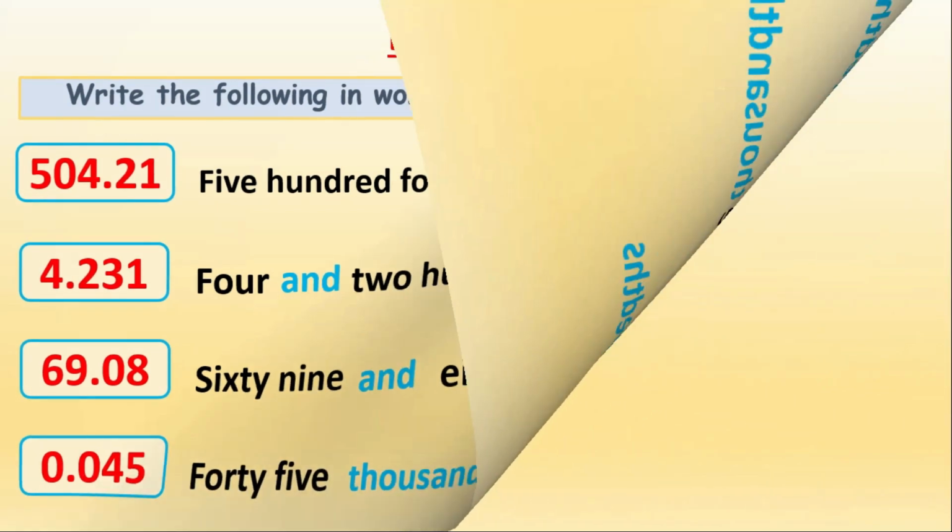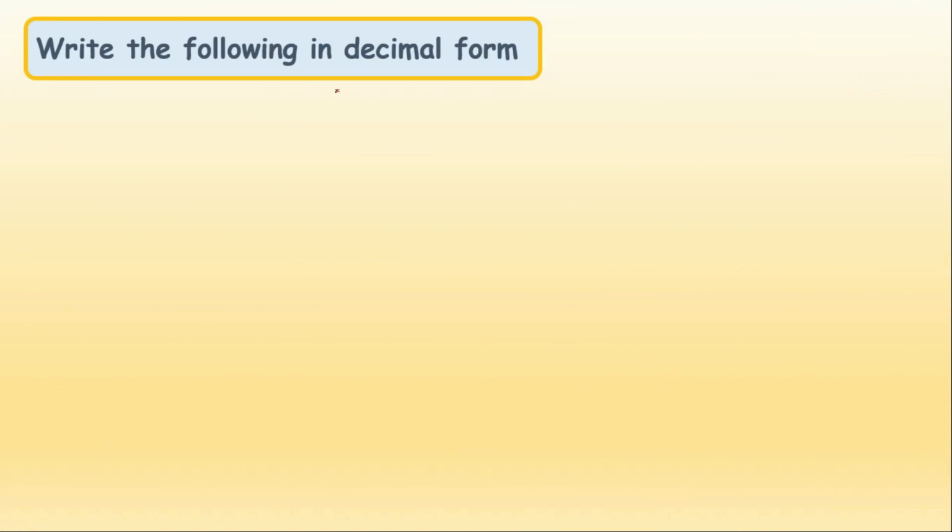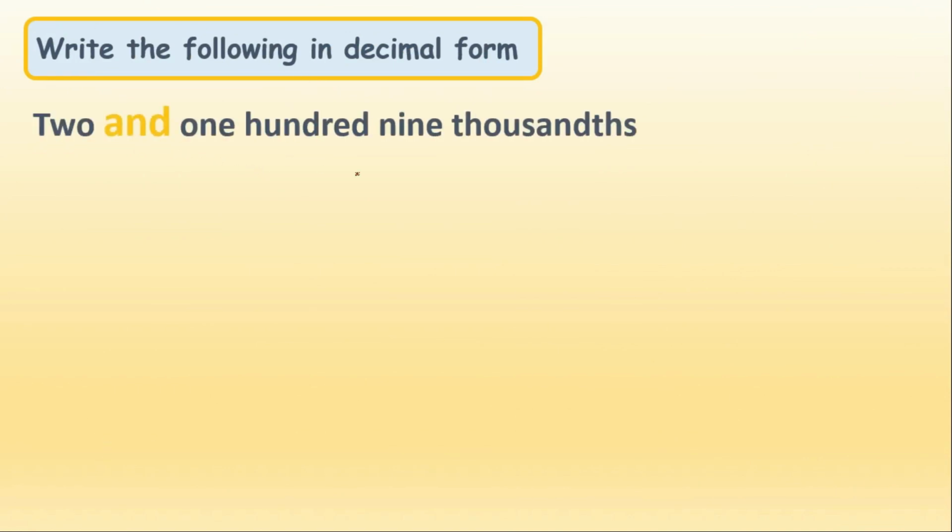Okay, another example. Write the following in decimal form. Here we have the word form and we're going to change it to decimal. Okay, we said before that we replace the decimal point with the word and. Now we have the word and, so replace it by the decimal point. So write the decimal point first, and then write the whole number, 2 in whole, 109 thousandths. Okay, the last place value, thousandths, refers to we have 3 digits.